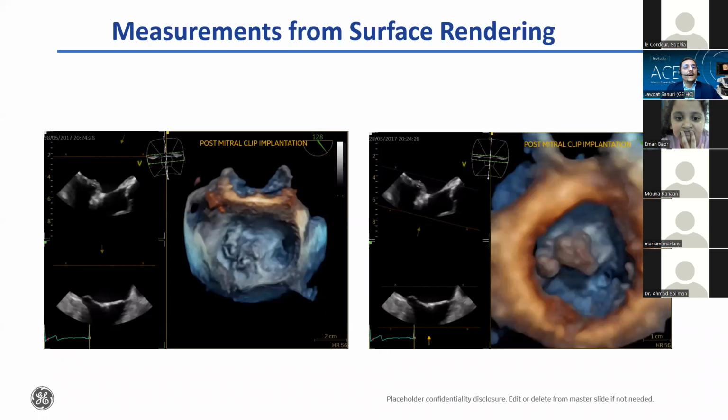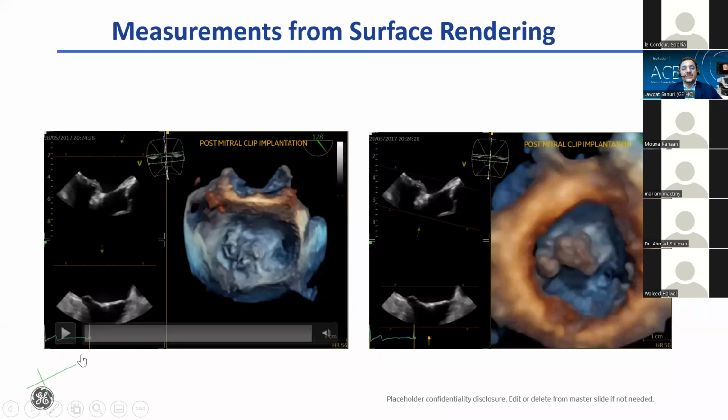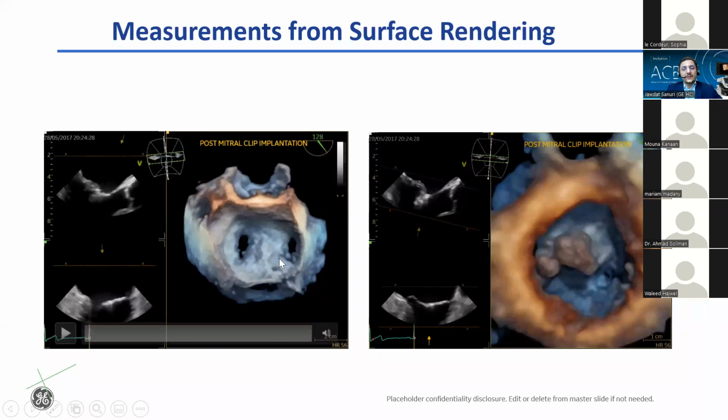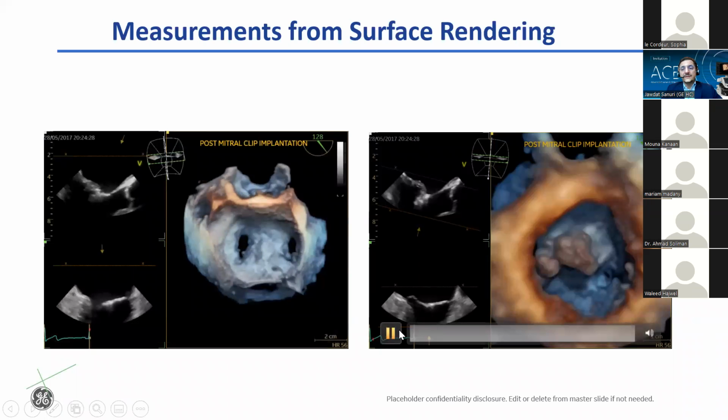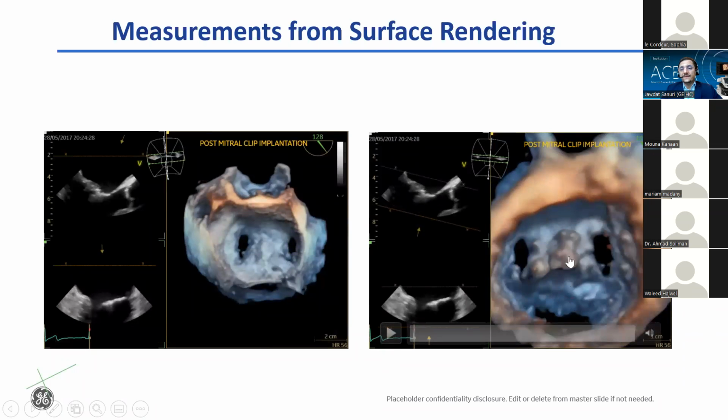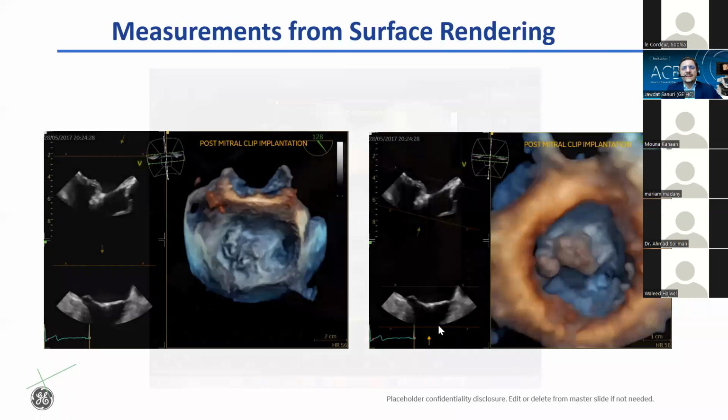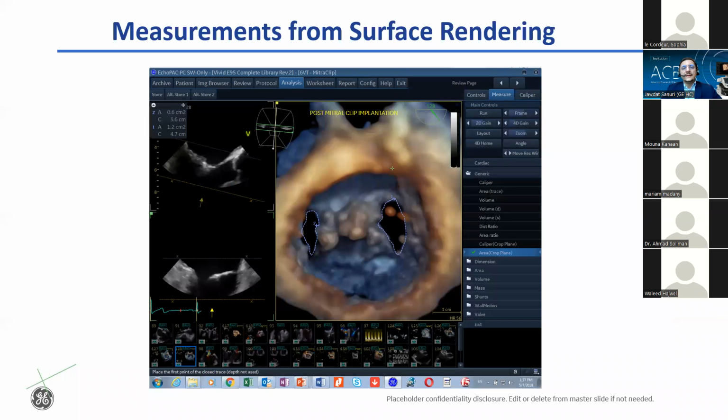There's also, we can also do measurements on the surface rendering itself on the 3D. However, please keep in mind that this type of measurement is actually here in this example, you have a mitral clip, and you can see here the residual mitral valve area post clip placement. Here you can see from the ventricular view, you can actually see there are 2 clips, and this is the residual area.